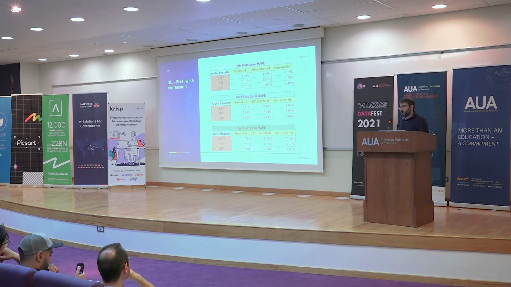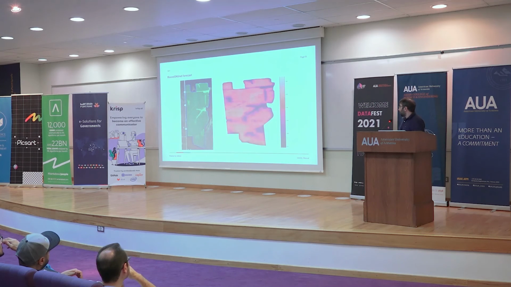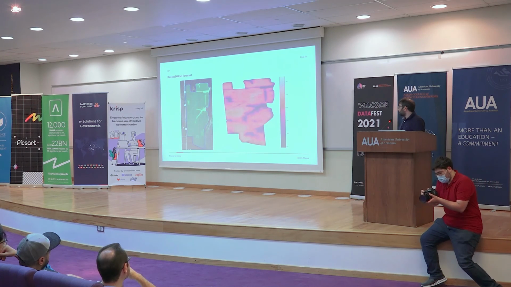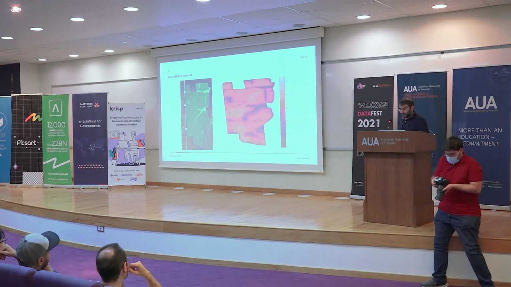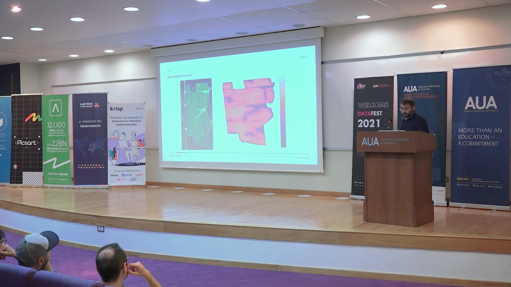But eventually we want to have pixel-wise regression using deep learning. So we trained a bunch of different architectures with different encoders. And here you can see that we are able to get a 6 to 7% mean absolute percentage error for the test set. Yep, and here you can see what it looks like if we use this ResNet U-Net architecture. Its prediction looks much better than the other one.